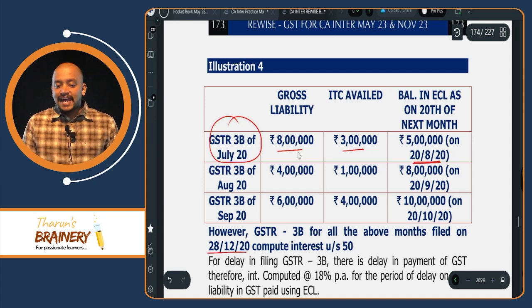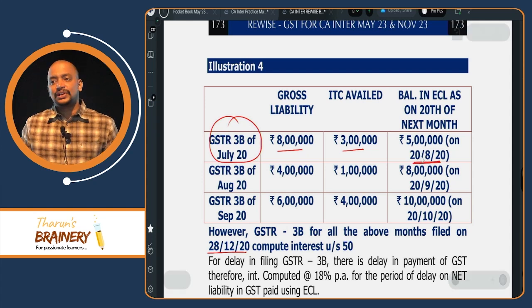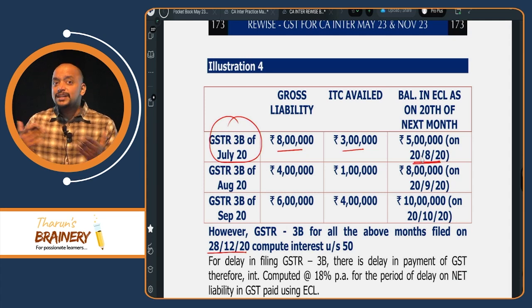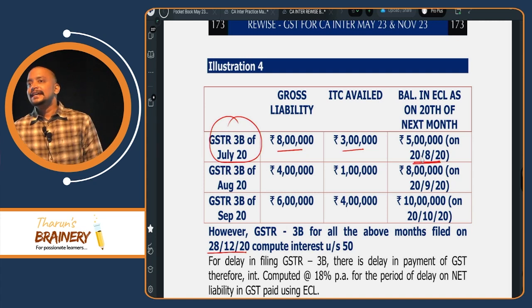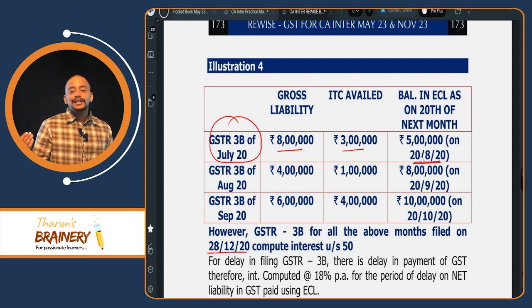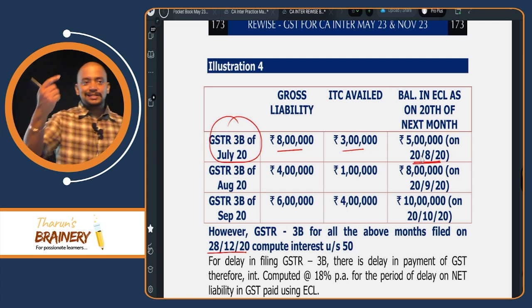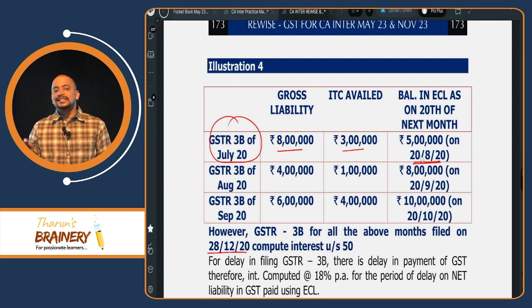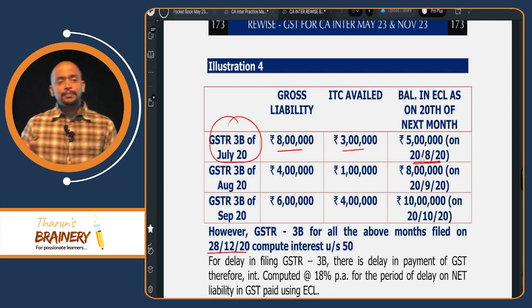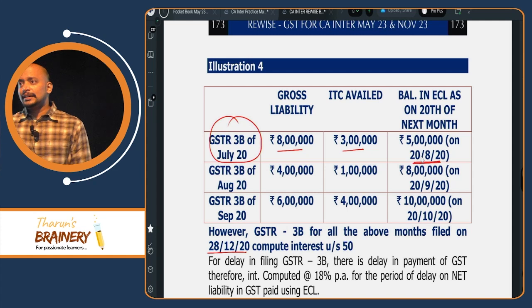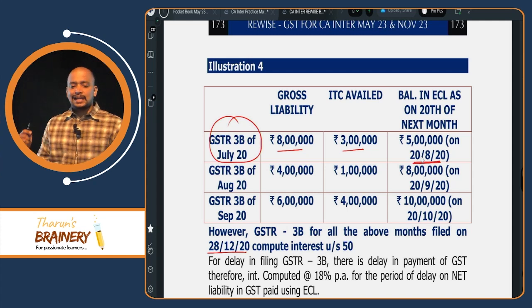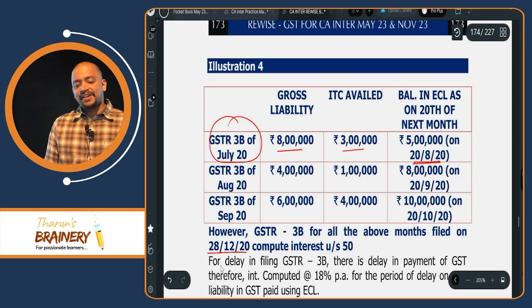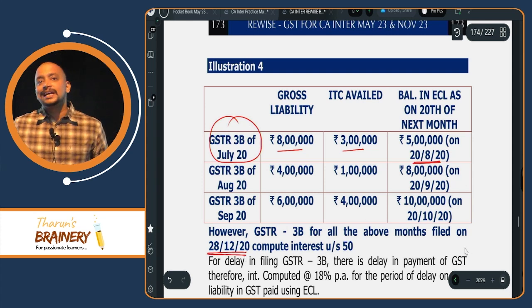On what? 8 lakhs, 5 lakhs, 5 lakhs. But sir, he deposited 5 lakhs in the cash ledger. Let it be. But 3B is not filed on time. So therefore, interest is payable for the delay in filing 3B. Now, what is the period of delay in filing 3B? From 20th August you count. In August, please take your calculator, it is 11 days, and in September 30 days, October 31 days, November 30 days, and December 28 they are filing 3B. So therefore, how many days delay?